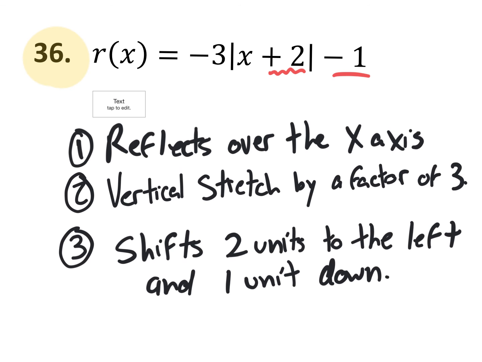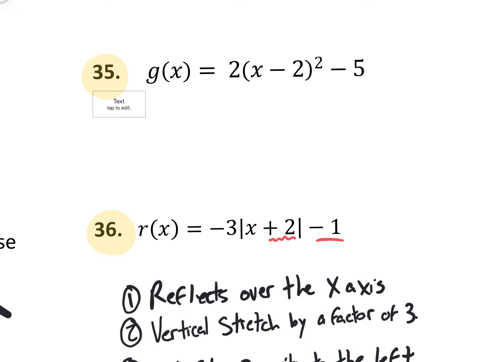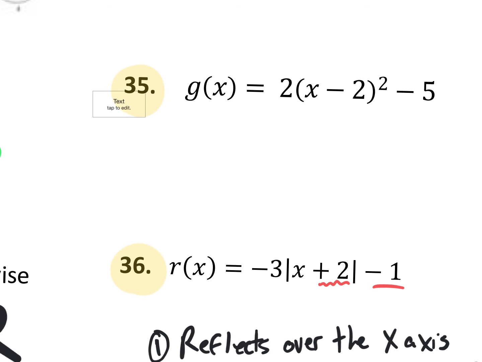Any questions? Yes? Can you explain again how you know it's a vertical? If it's a negative, it reflects over the x-axis. If it's a negative, it reflects over the x-axis. Now, on number 35, my first transformation is not going to be reflects over the x-axis. Why not? Because it's just a regular 2. So it doesn't reflect over the x-axis.